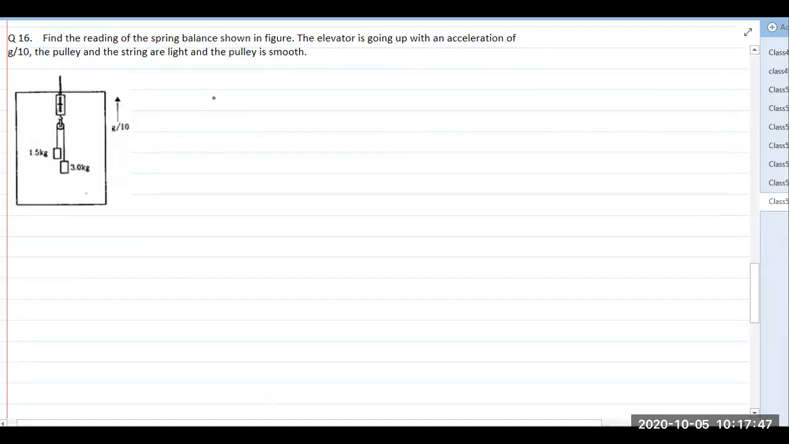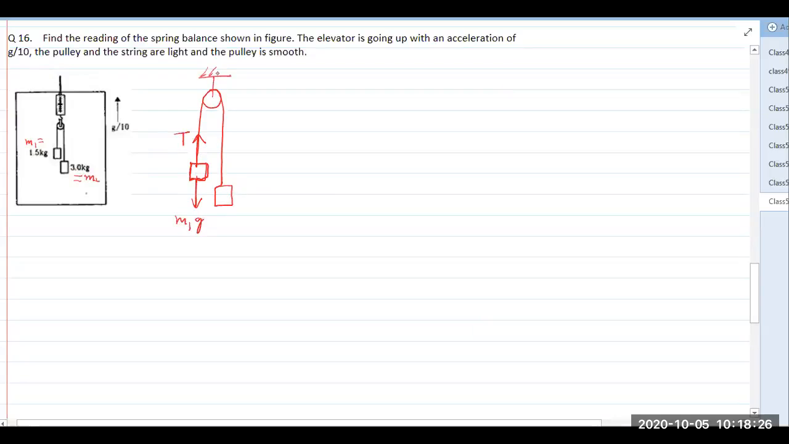So what will be the equation? Suppose we have a pulley, and we have an object here and another object here. So we have tension upward. Suppose this we write as M1, and the second one is M2. So this will be M1g downward, then tension upward.